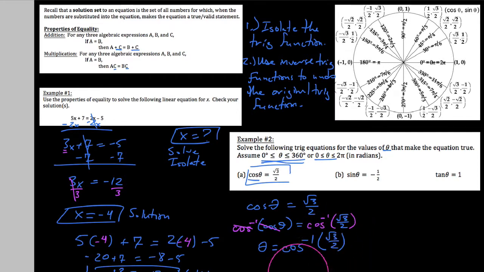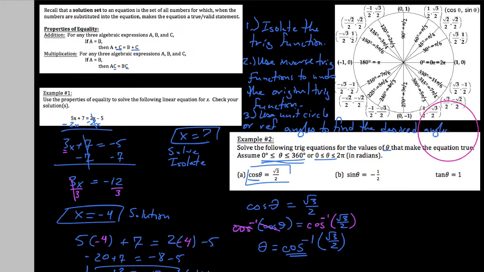So now the important thing about this is what this is asking is really what angle, when you take the cosine of it, do you get root 3 over 2 for an answer. And the nice thing about this is, we could just say step 3 is either use the unit circle or reference angles to find the desired angles. And I'm going to write it this way, or solutions.